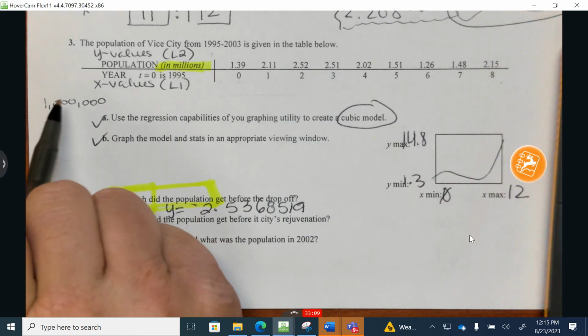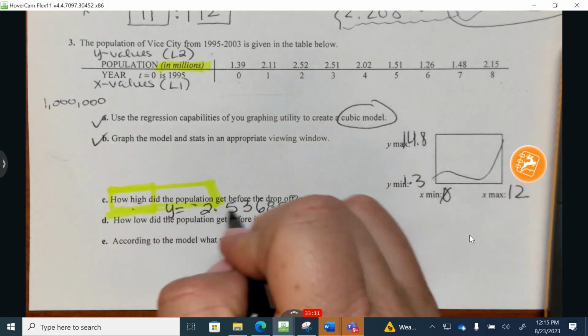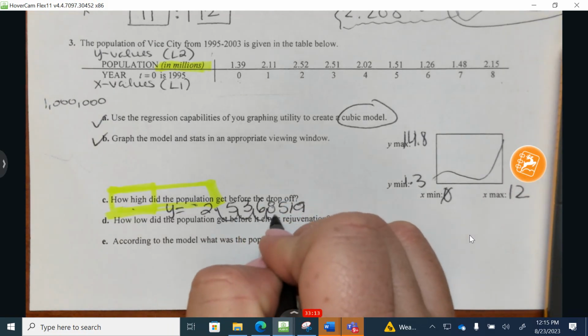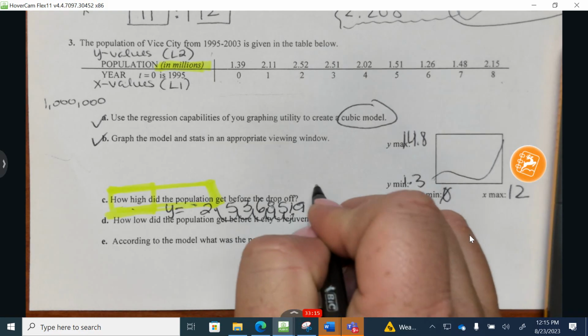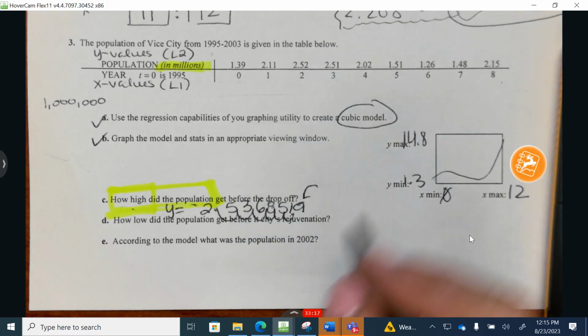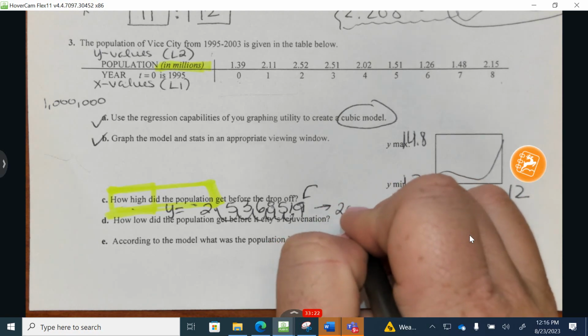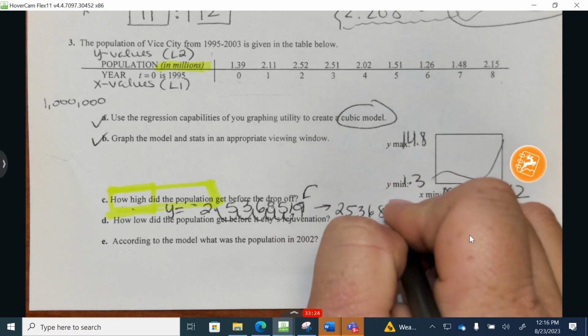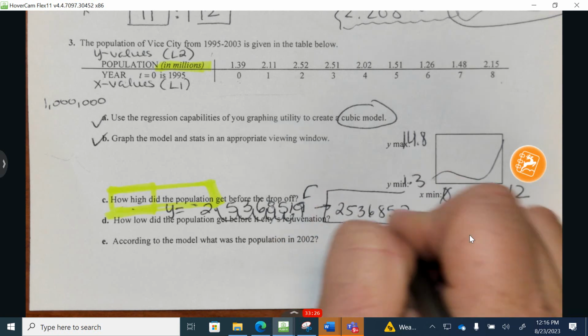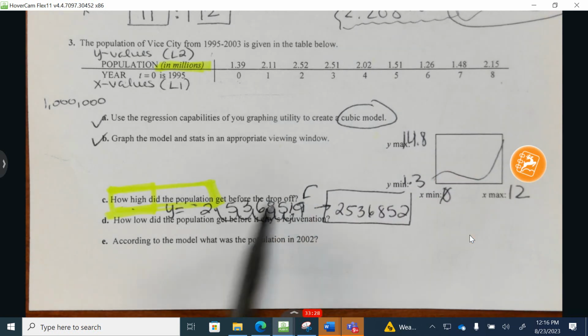And now millions means 6 zeros. So I'm going to go 1, 2, 3, 4, 5, 6. Does this tell me to round up or stay the same? That's an ugly 9. Round up. So I have 2536852. This is the population before the drop-off.